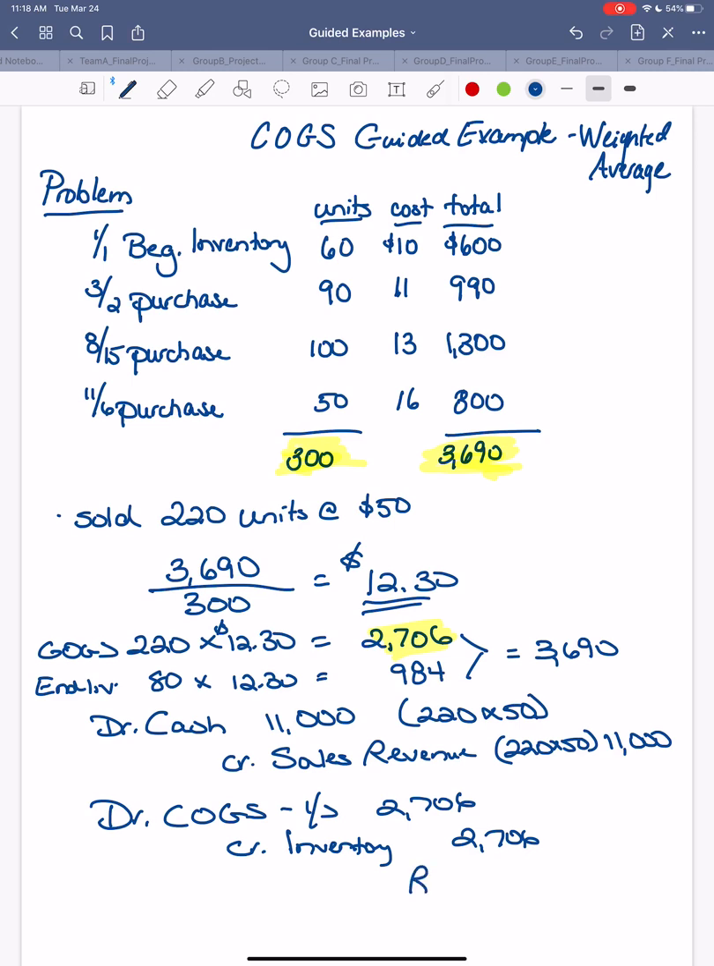I am ready to do, I've just got a little bit of room down here, my gross margin. So if I do revenue, 11,000, less cost of goods sold, 2,706, my gross margin, right? And this is my profit that I'm making, $11,000 less 2,706. I end up with a gross profit of 8,294. All right, hopefully that's making sense to you guys.